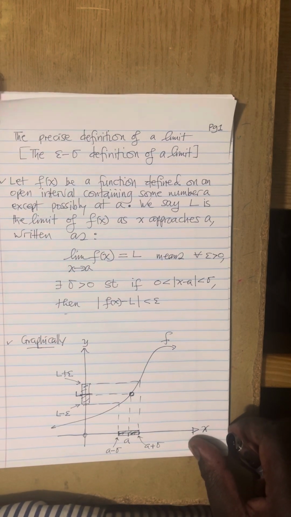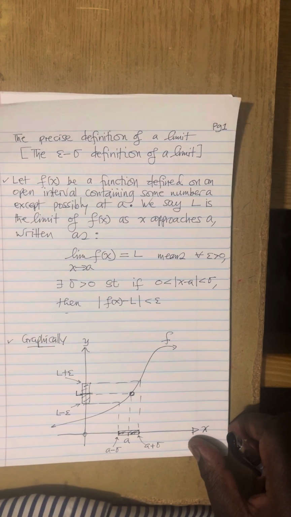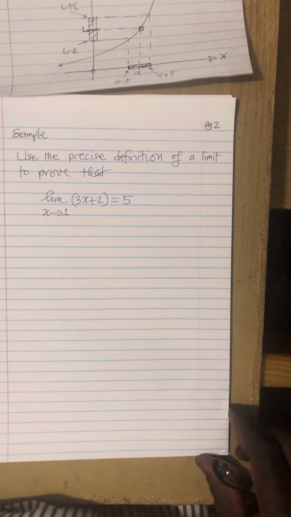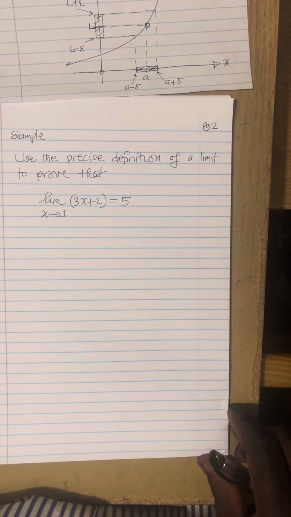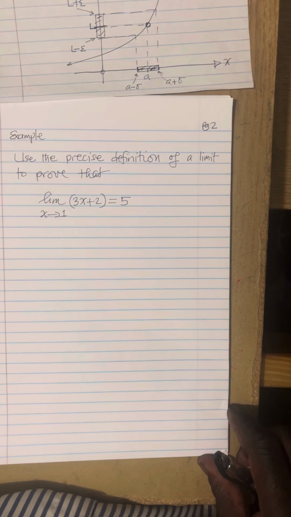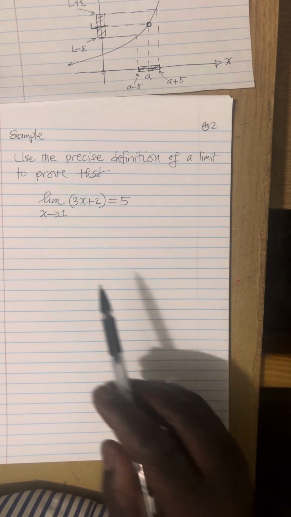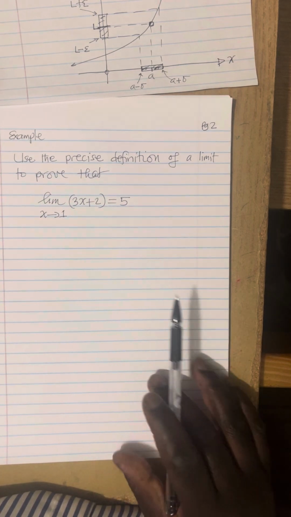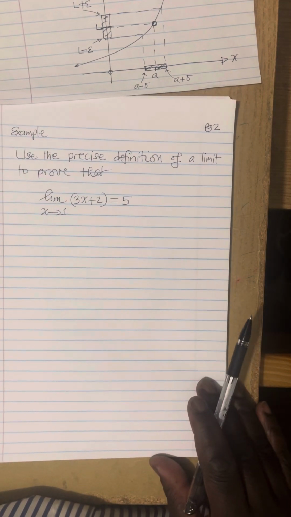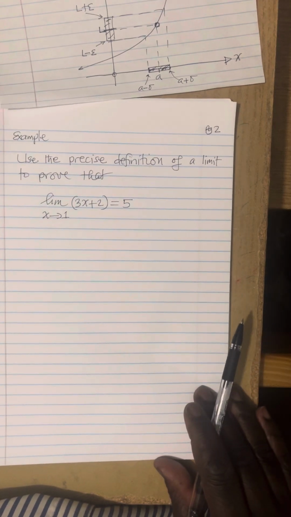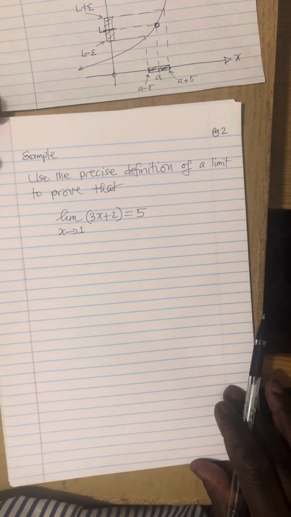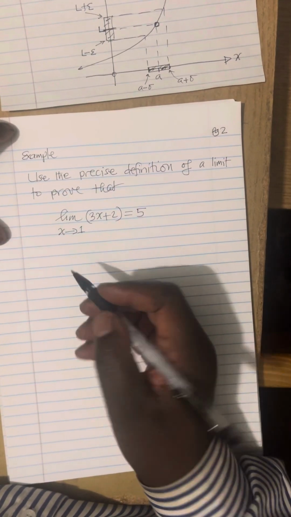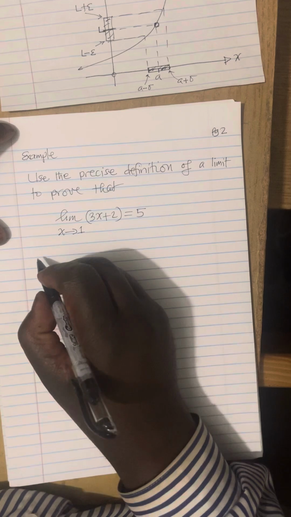So let's look at an example then that applies the precise definition of a limit. Use the precise definition of a limit to prove that the limit as x approaches 1 of 3x plus 2 is equal to 5. So in order to prove this using the precise definition of a limit, it is necessary at this stage to recap the precise definition of a limit. So here is our proof.